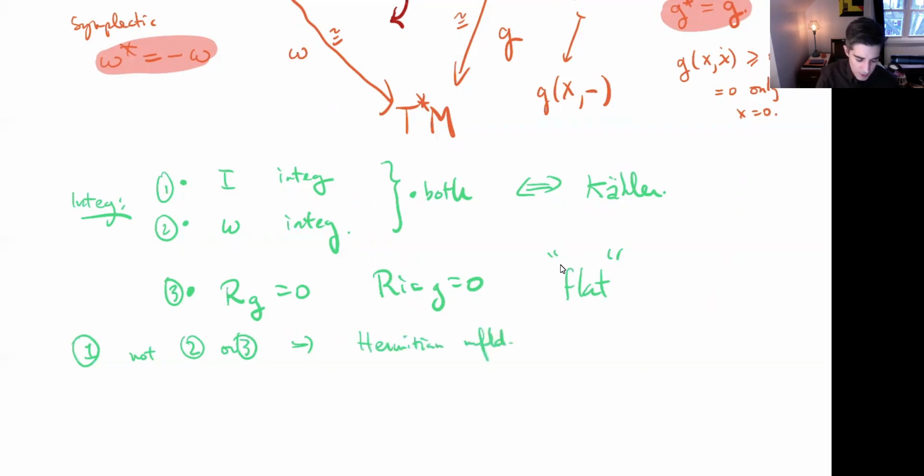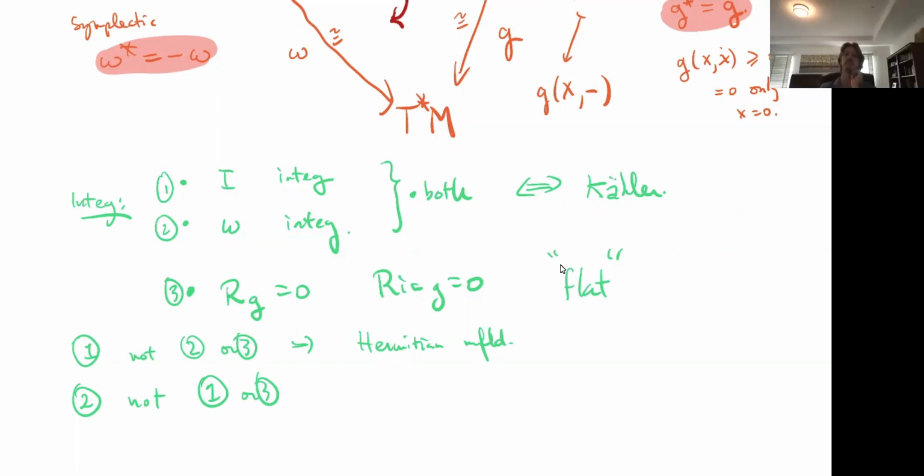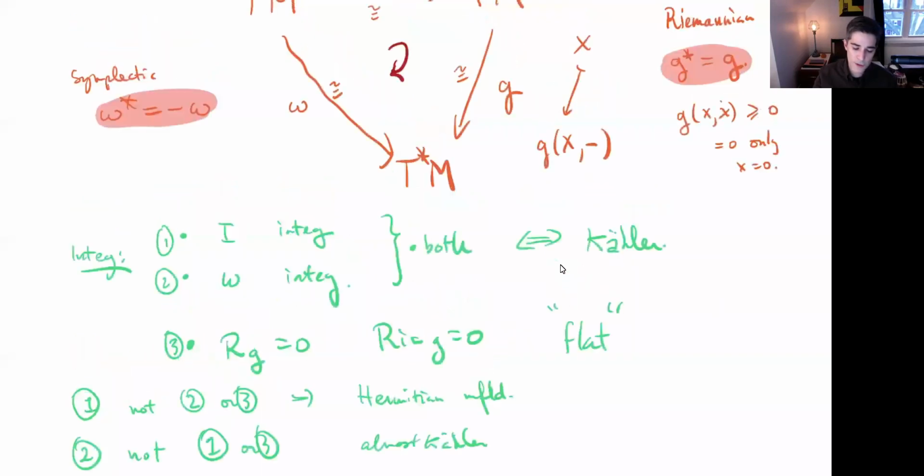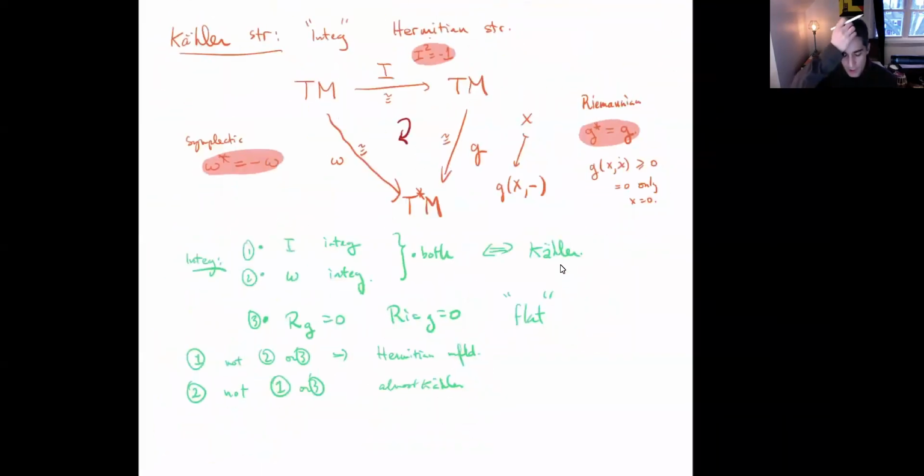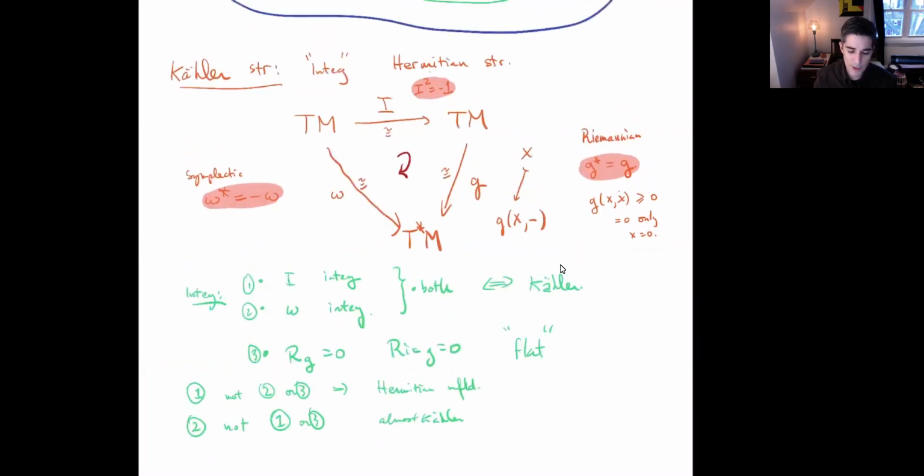And if you require 2, but not 1 or 3, what do you call this? It's symplectic, but it has this almost complex structure on it. Almost Kähler, yeah. Anyway, so there's a whole tensorial calculus devoted to figuring out these different integrability conditions.